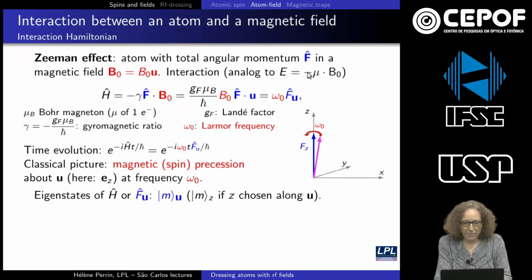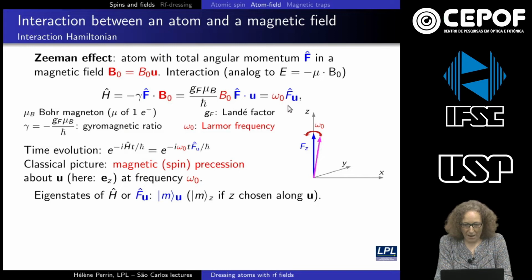So here our magnetic moment is given by this expression, proportional to the Bohr magneton, which is the magnetic moment just for one electron, the Landé factor, which gives us the magnetic moment for our atom, and then this is divided by h bar to get the gyromagnetic ratio. So we can write our Hamiltonian as some frequency times the projection of our spin onto the axis of the magnetic field. And this frequency, which is proportional to the magnetic field, is called the Larmor frequency. It is the amplitude of the magnetic field in units of frequency.